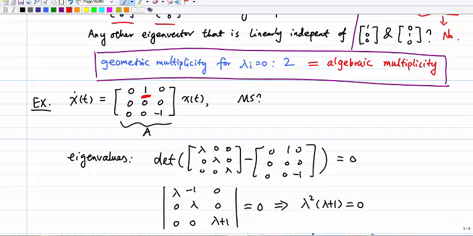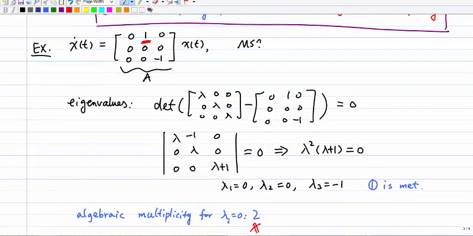Again, we can compute the eigenvalues. I don't want to go into the details of how to compute the eigenvalues. Just take lambda I minus A, set the determinant to be 0, and compute that. So we find the solution. The eigenvalues are 0, 0, and -1, which is the same as in the previous case. Because the eigenvalues have negative or 0 real parts, the first condition is met.